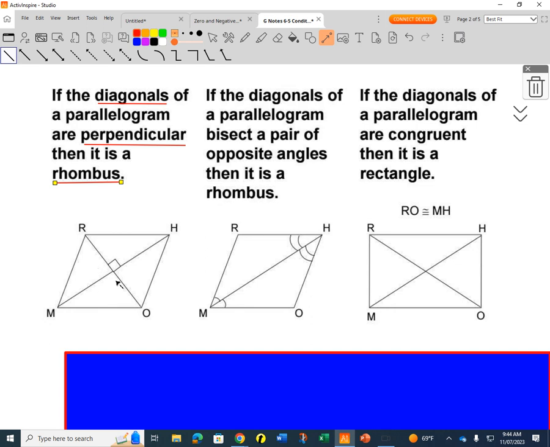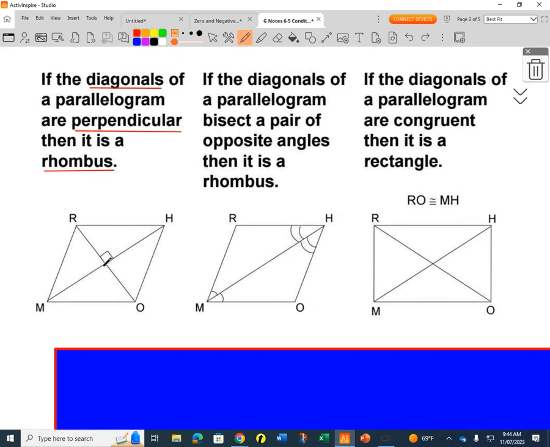They might not put that there. They might tell you that RO is perpendicular to MH. That's another way that they might indicate that those diagonals are perpendicular. So we're going to label this one as a rhombus.